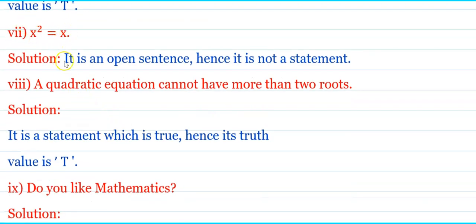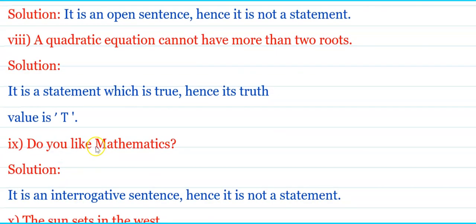X square is equals to x. It is an open sentence. Okay. We do not have the values of x here. We have not been given the values of x. Hence it is not a statement. Next, a quadratic equation cannot have more than two roots. Okay. It is a statement which is true. Hence its truth value is capital T. Every quadratic equation has two roots.